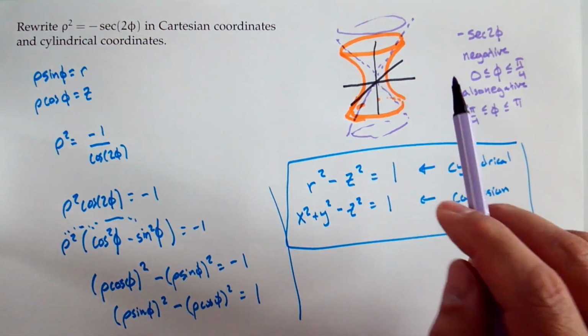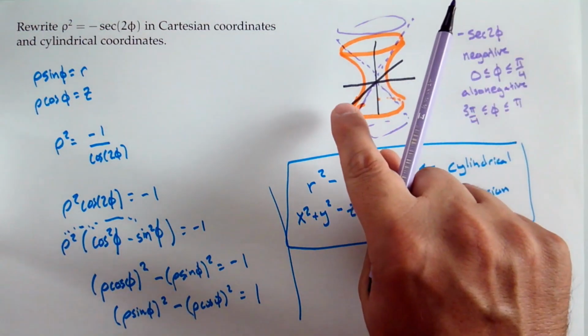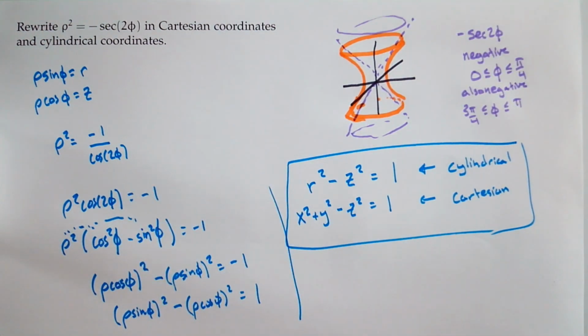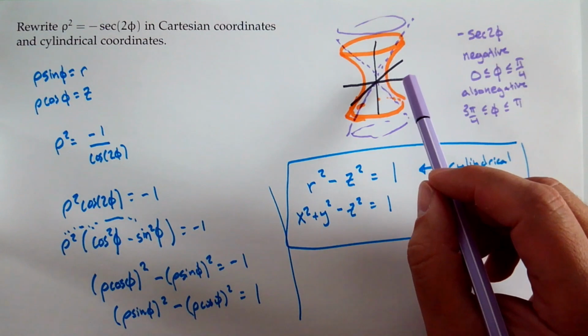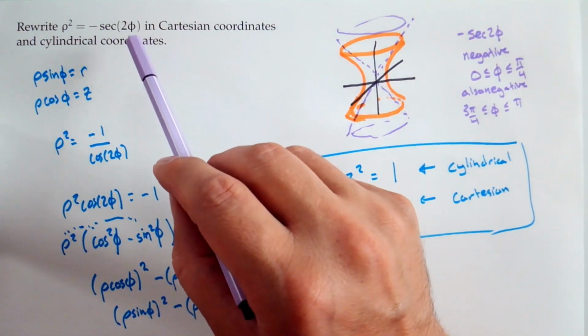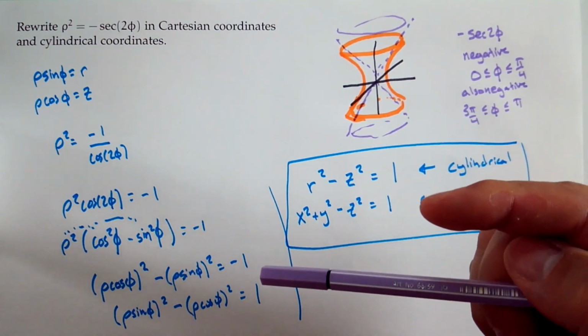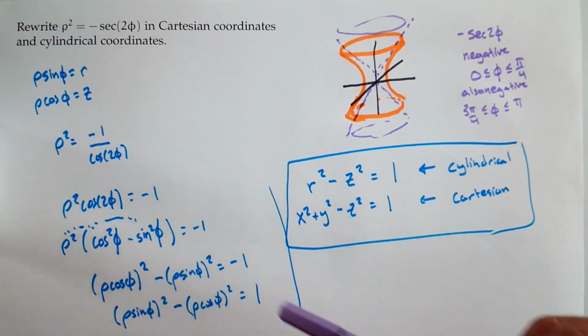Now, at the halfway point, which is the xy plane, you have to be careful, that is phi equals pi halves, not phi equals 0. So at the xy plane, you'd have 2 times pi halves, which is pi. Secant of pi is minus 1. And therefore, what you end up with is a minus, a minus 1, which makes a plus 1. So in the xy plane, we go out rho squared equals 1, or rho equals 1. So we have that circle of radius 1. So this is, in fact, a reasonable shape.